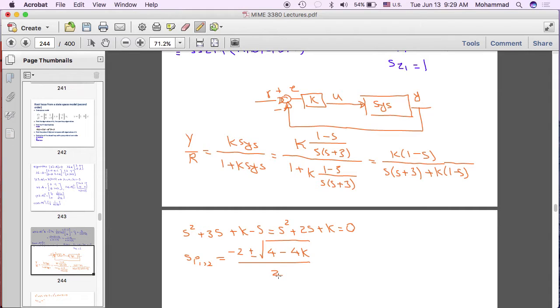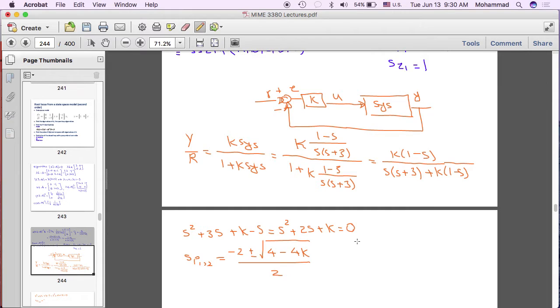Any questions, guys? Yes. When you multiply that all out, should it be minus ks, because you distribute the k? Yes, absolutely. This should be ks. Yep. Thank you.